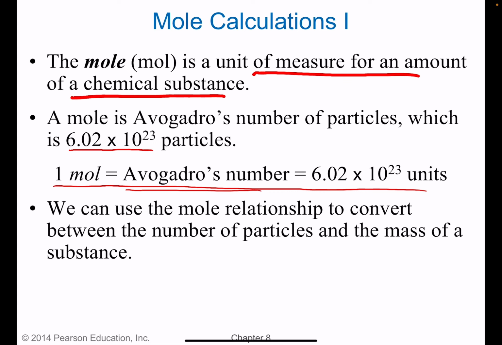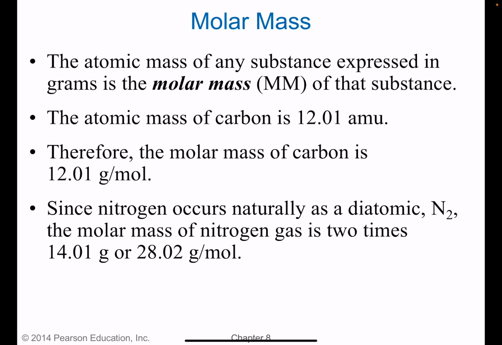Now we can use this mole relationship to convert between the number of particles and the mass of a substance, as we're going to demonstrate in this video. Now, the atomic mass of any substance expressed in grams is called the molar mass, and it always has units of grams per mole. AMU, atomic mass units, is very, very similar. It's essentially the same thing.